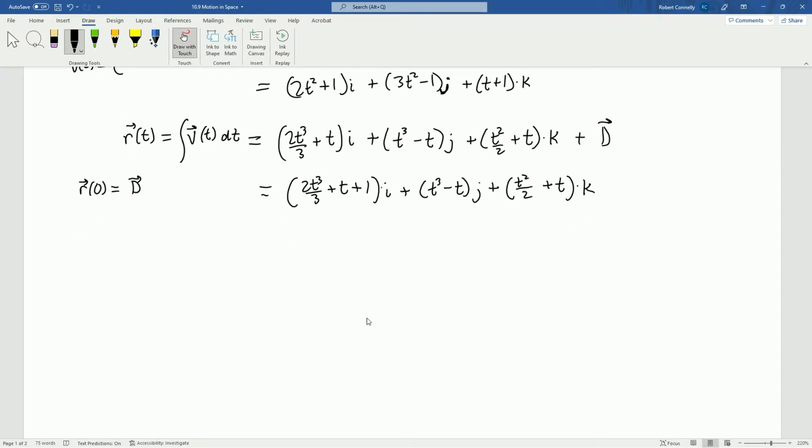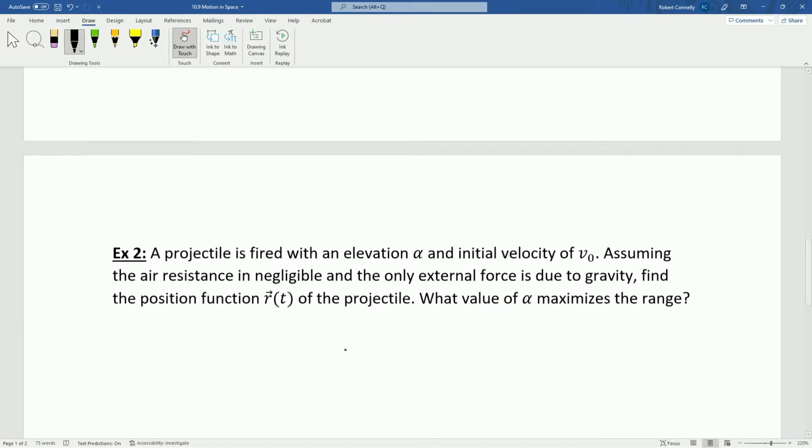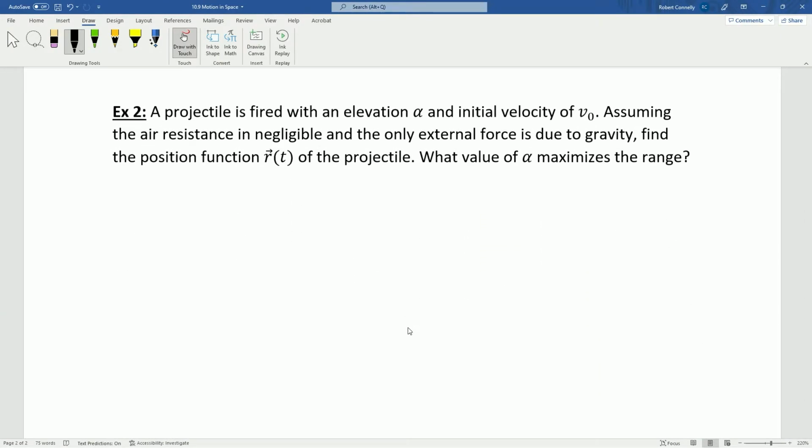Okay, so let's go ahead and move on to one more example. Now, this one's a little bit trickier. Mostly, it's a matter of the setup. If we figure out the setup, the computation isn't too bad.